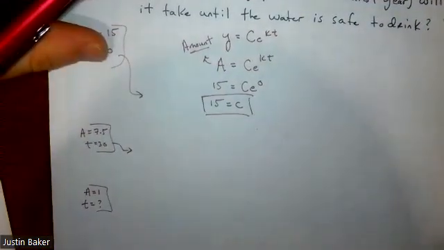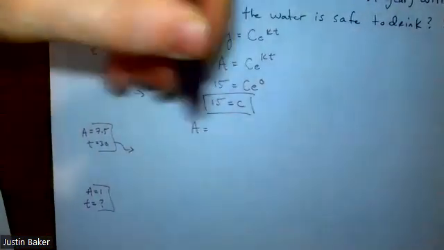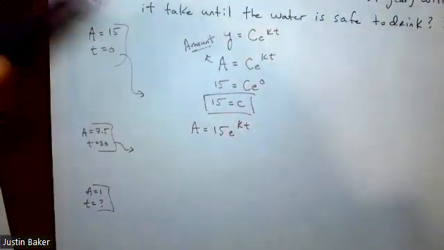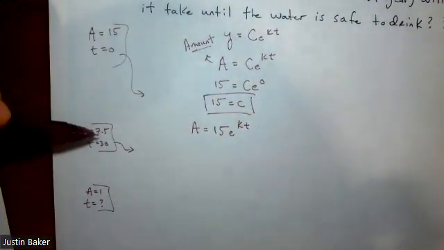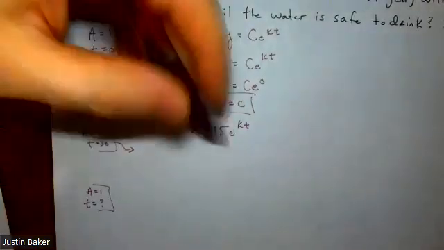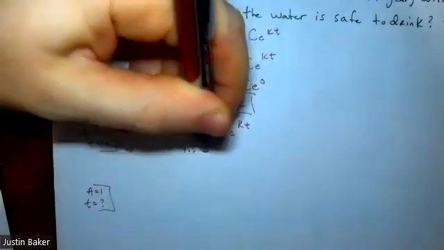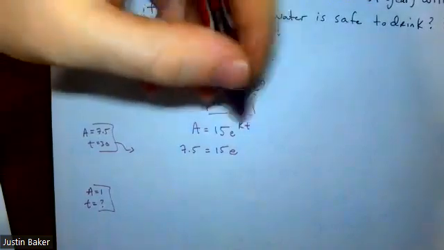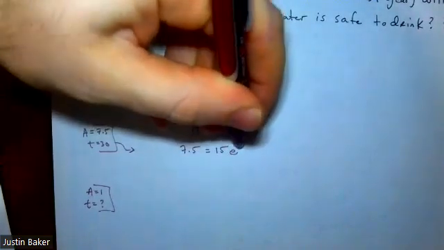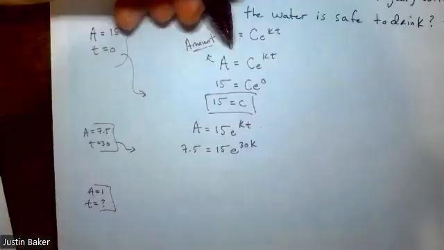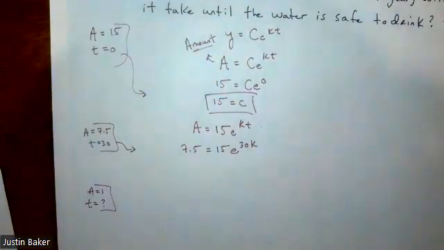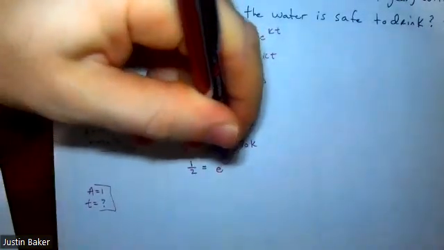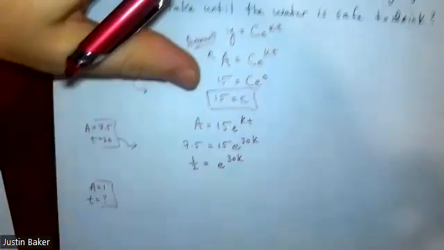Okay, so now we start with A is equal to C e to the KT. We'll replace C with 15. And now we're going to use our 7.5 and our 30. So if A is 7.5, then 7.5 is equal to 15 e to the K T. Now we're going to let T be 30, so that's 30K. Divide the 15 over, and 7.5 divided by 15 is a half. So a half equals e raised to the 30K.